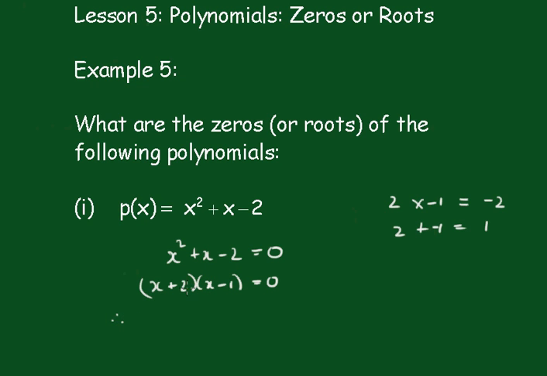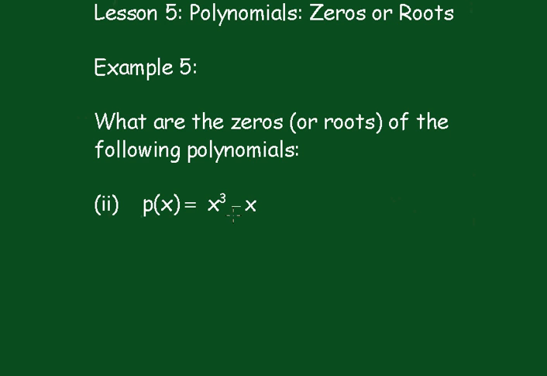Therefore, so these are the factors of this polynomial, x plus 2 equals 0, or x minus 1 equals 0. Therefore, x equals -2 is one zero or root, and x equals 1 is the other zero or root.